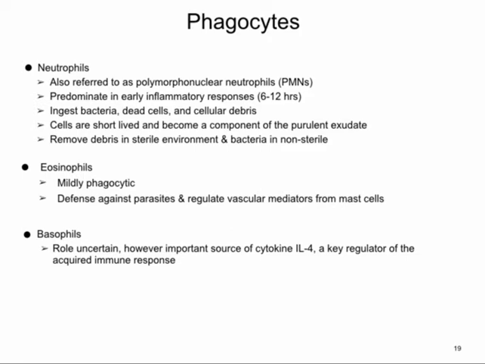Neutrophils, sometimes you'll hear them called PMNs. They're very predominant in that early inflammatory response, the first 6 to 12 hours. So that's why a lot of times you'll see a rise. Once again, they can ingest bacteria, dead cells, and cellular debris, and this is really what creates exudate, as the body rids itself of the dead cells or bacteria. They become a component of the purulent exudate. So anytime you see that, that's basically from neutrophils and phagocytosis.